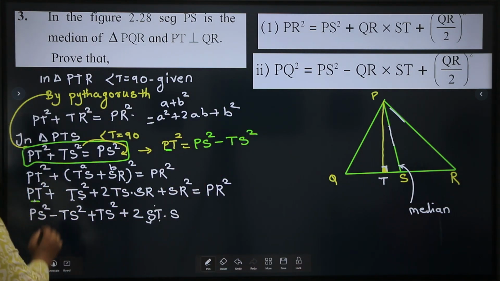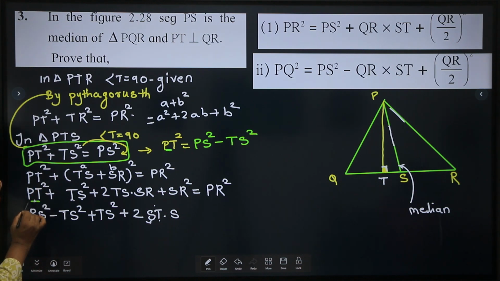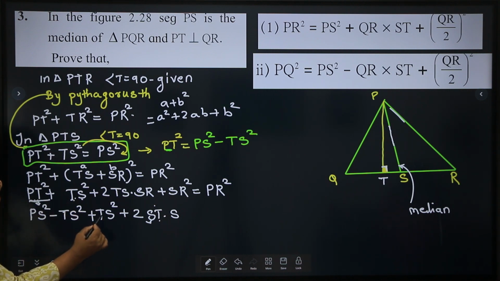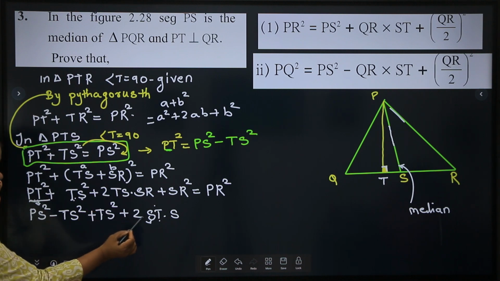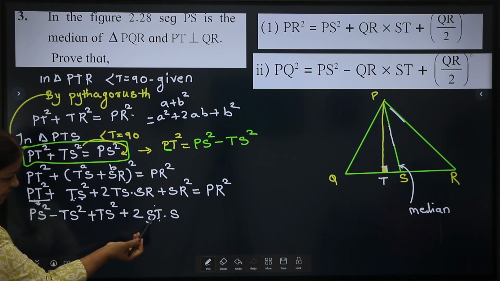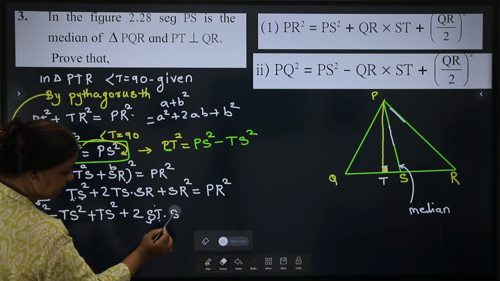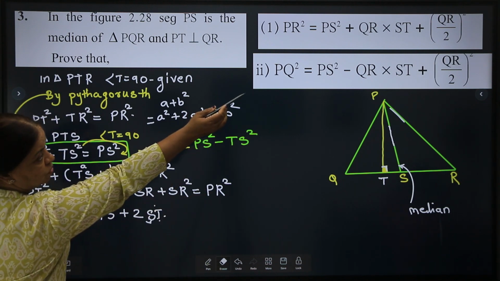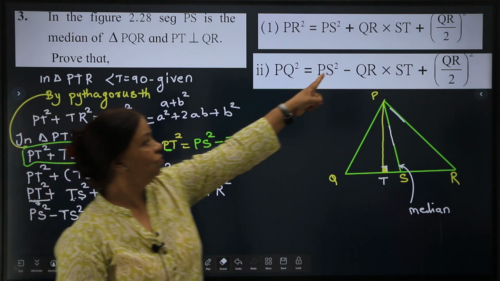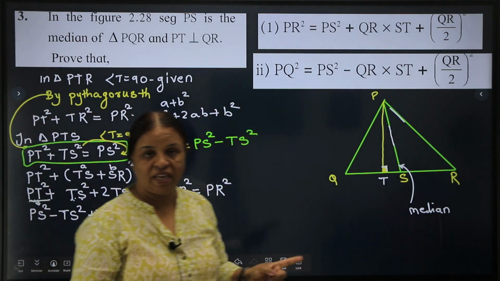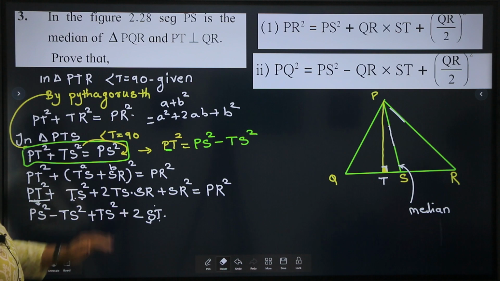See again, PT square value is PS square minus TS square. This is the TS square already which is there. 2 times TS or ST is the same. SR is there, but I don't want this SR. Why? With ST I want QR. You can see in the question, with ST I want QR. And how can I get QR with ST?